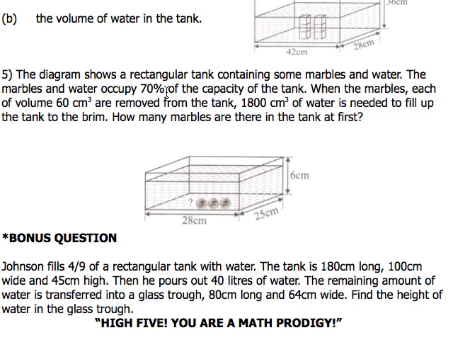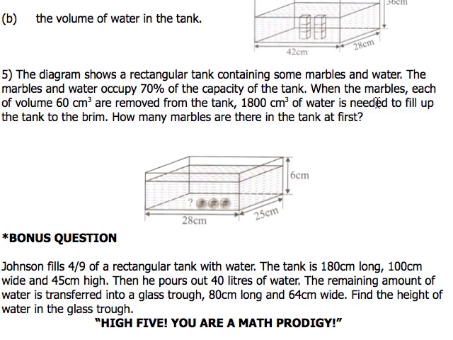70%. So now, the marbles, each of volume 60 cm cube. Once they are all removed from the tank, therefore leaving only the water, another extra 1800 cm cube of water is needed to fill up the tank to the brim. Now the question next is, how many marbles are there in the tank at first?